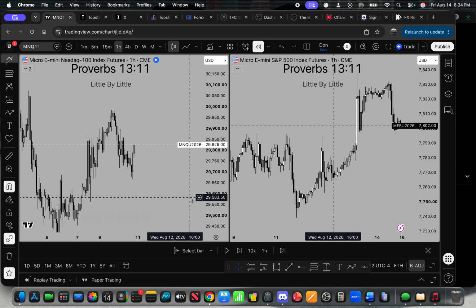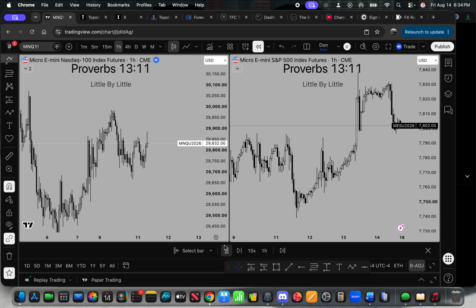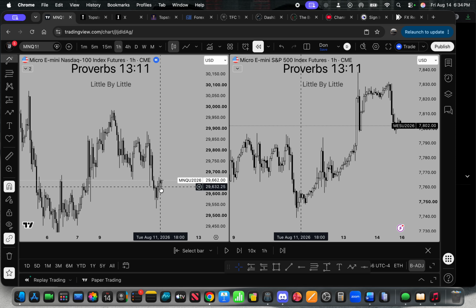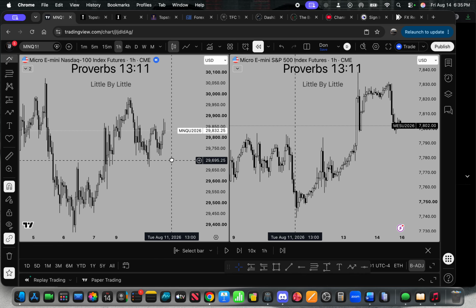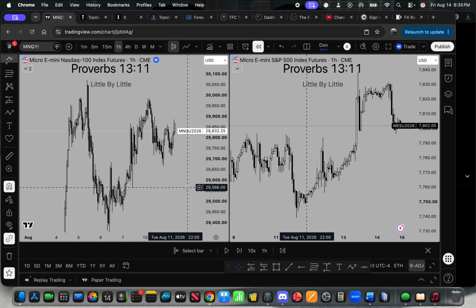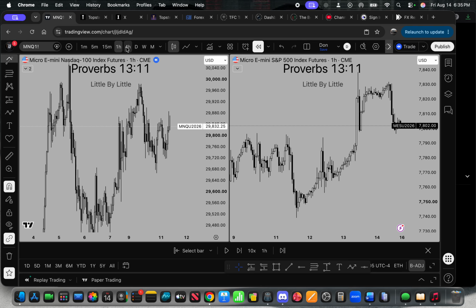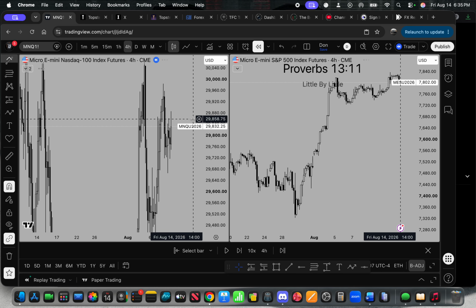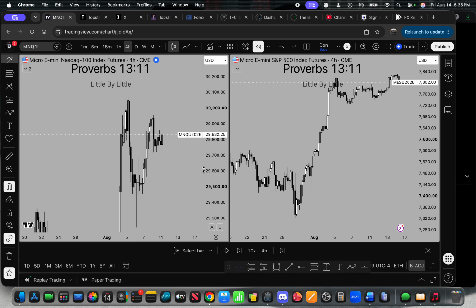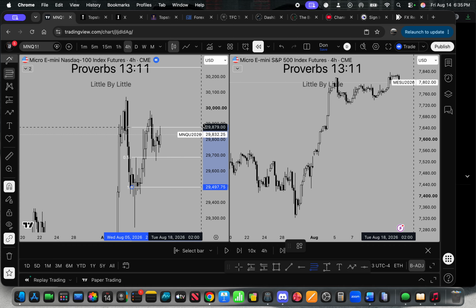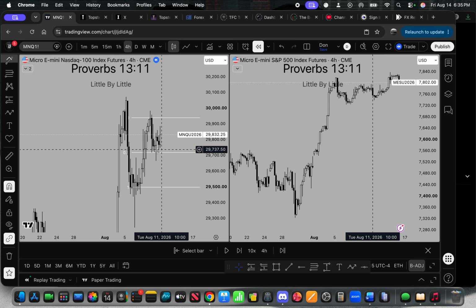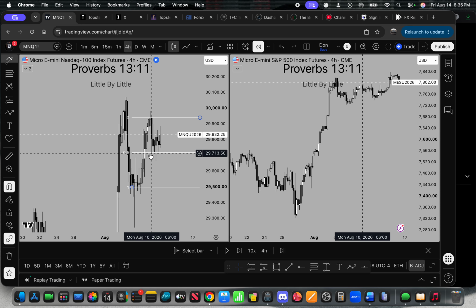All right, now let's go to Tuesday. Okay, cool. On Tuesday, ask ourselves, what are we doing right now? If you're confused, when in doubt, just go on a 4-hour and mark out the range. Within this range, it seems like we respected the equilibrium of this range.